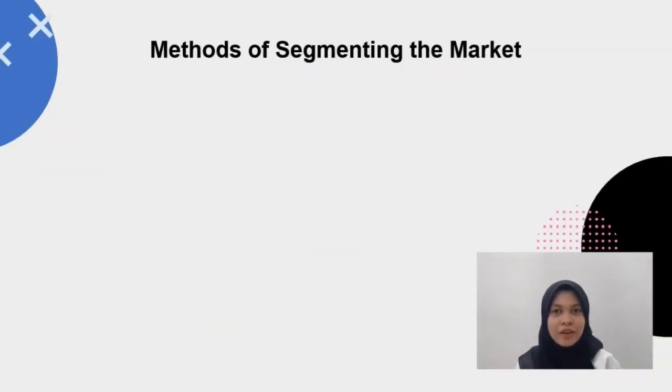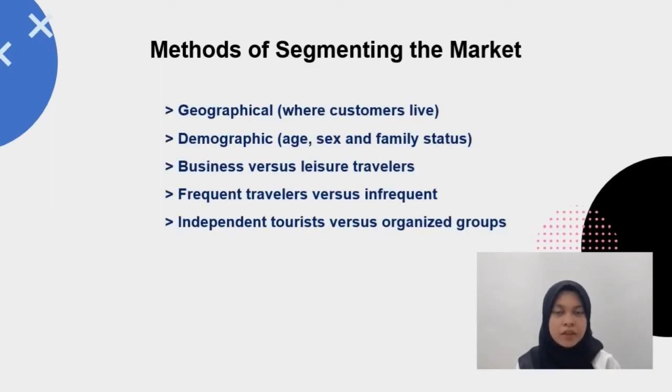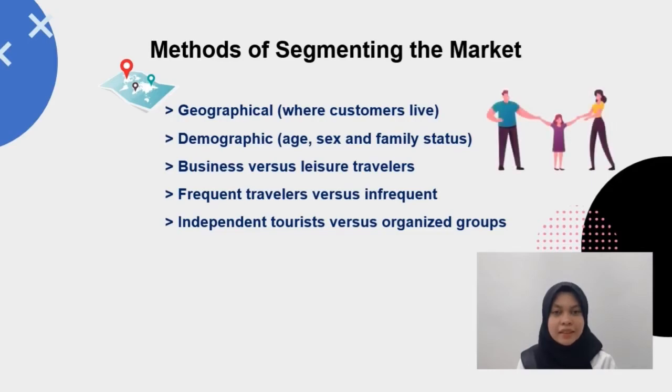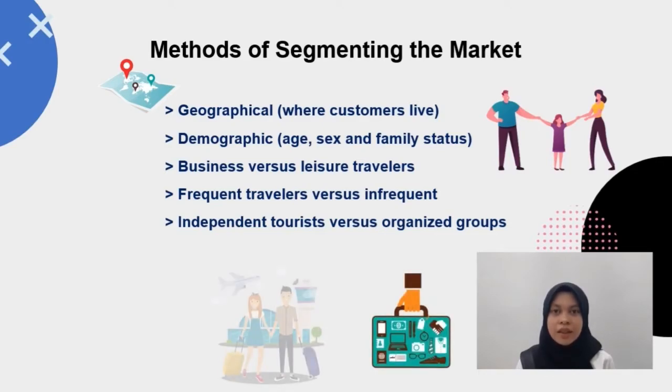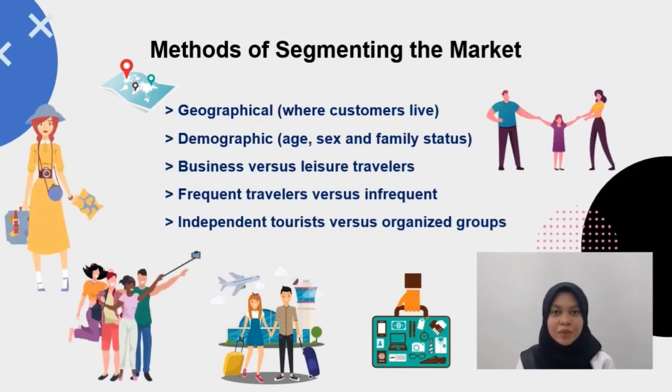Next is the method of segmenting the market. There are 5 methods of segmenting the market. Firstly, geographical. Geographical is where we need to know where the customers live. Next is demographic, where we need to know the tourist's age, sex, and also family status. Other than that, there are business travelers versus leisure travelers, and also frequent travelers versus infrequent travelers. And the last one is independent tourists versus organized groups.